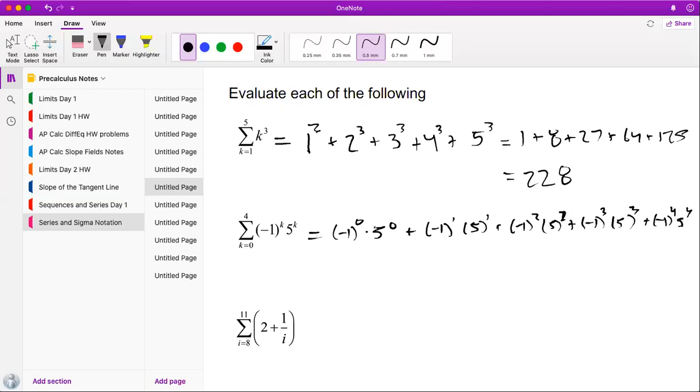So this one I know is just going to be 1. Anything to the 0th power except 0 is equal to 1. So this is 1 times 1, which is 1. 5 to the first is 5. (-1) to the first is -1. So this is -5.